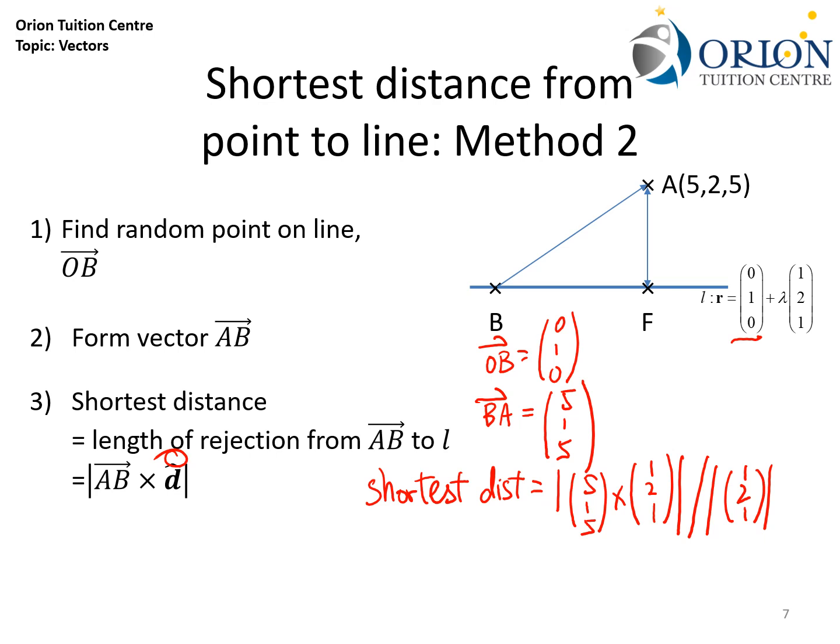Now if we simplify this, I will get the mod of (9, 0, -9) divided by the mod of (1, 2, 1). And if we evaluate these two moduli, we will end up with the same answer as earlier, which is square root 27 units.